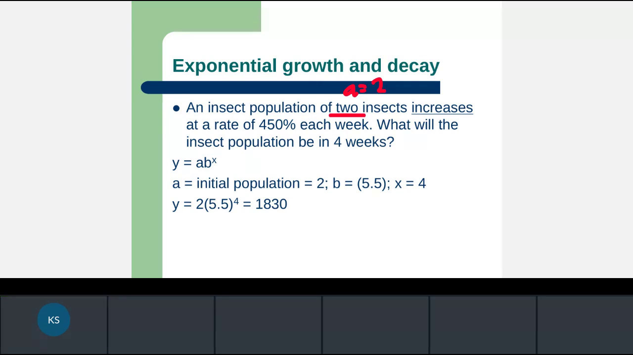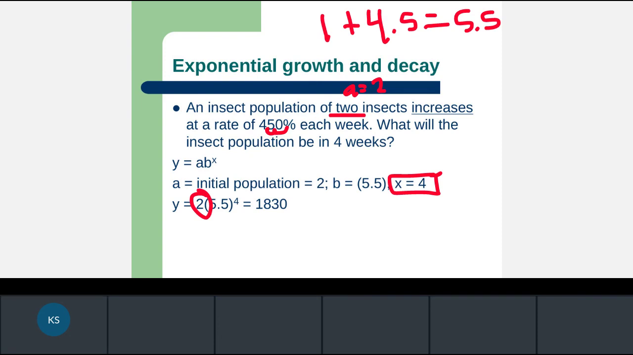That's a ton. We're going to move our decimal 2 places to the left. So we're increasing by 4.5. And we're going to add that to 1. So we're actually going to have a B value of 5.5. We take our initial value, 2, and plug it in. 2 times 5.5, and then our number of weeks is 4. Raise it to the fourth, and we would go from 2 insects to 1,830 in a matter of 4 weeks.